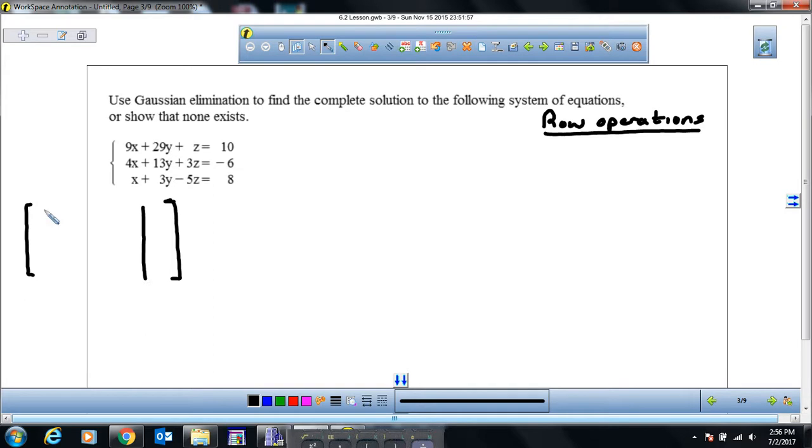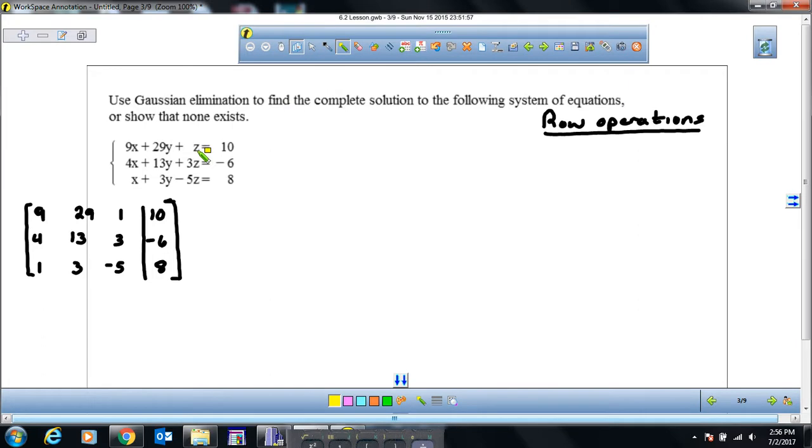So the augmented matrix is going to be 9, 29, 1, 10 for the first row, 4, 13, 3, negative 6 for the second row, and 1, 3, negative 5 and 8 for the third row. Now remember that the first step in the process is that we need to make the first number a 1. The option that we had on the previous section was to divide everything by 9 or multiply by the reciprocal of 9, which is 1/9, to make it a 1.